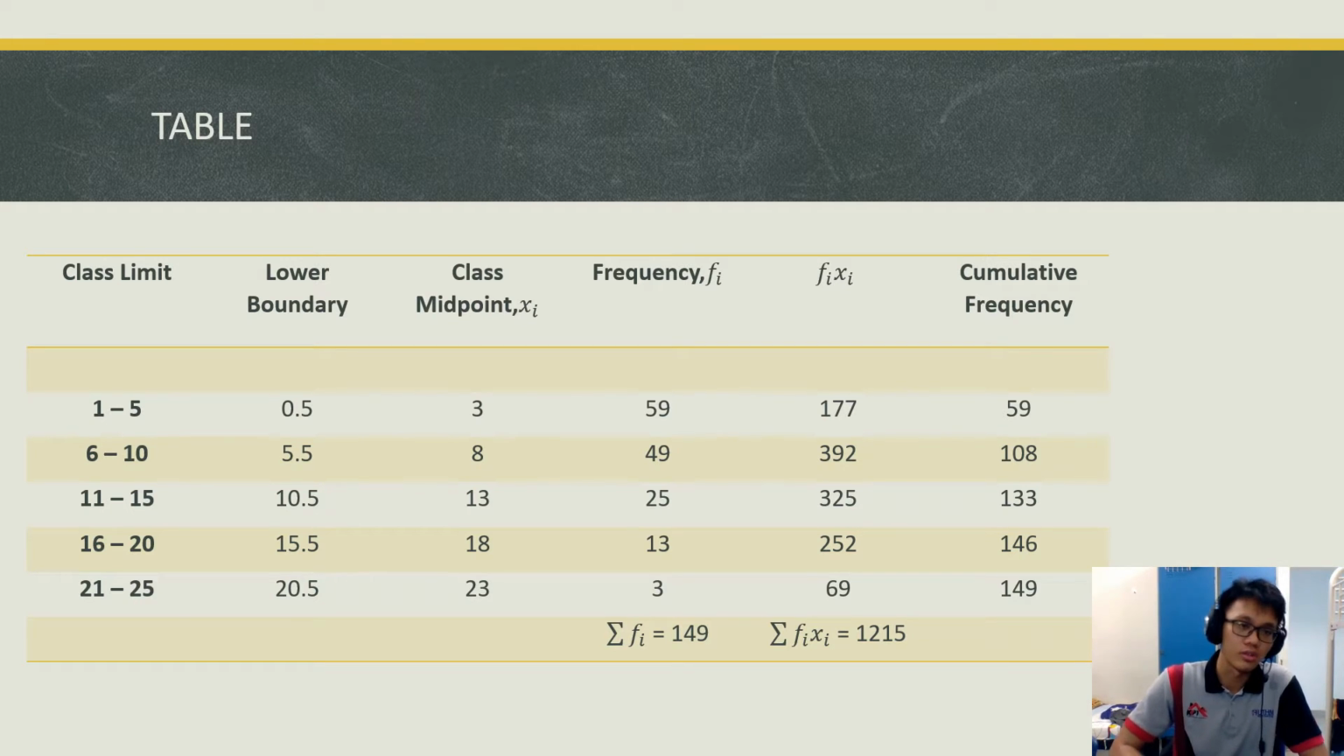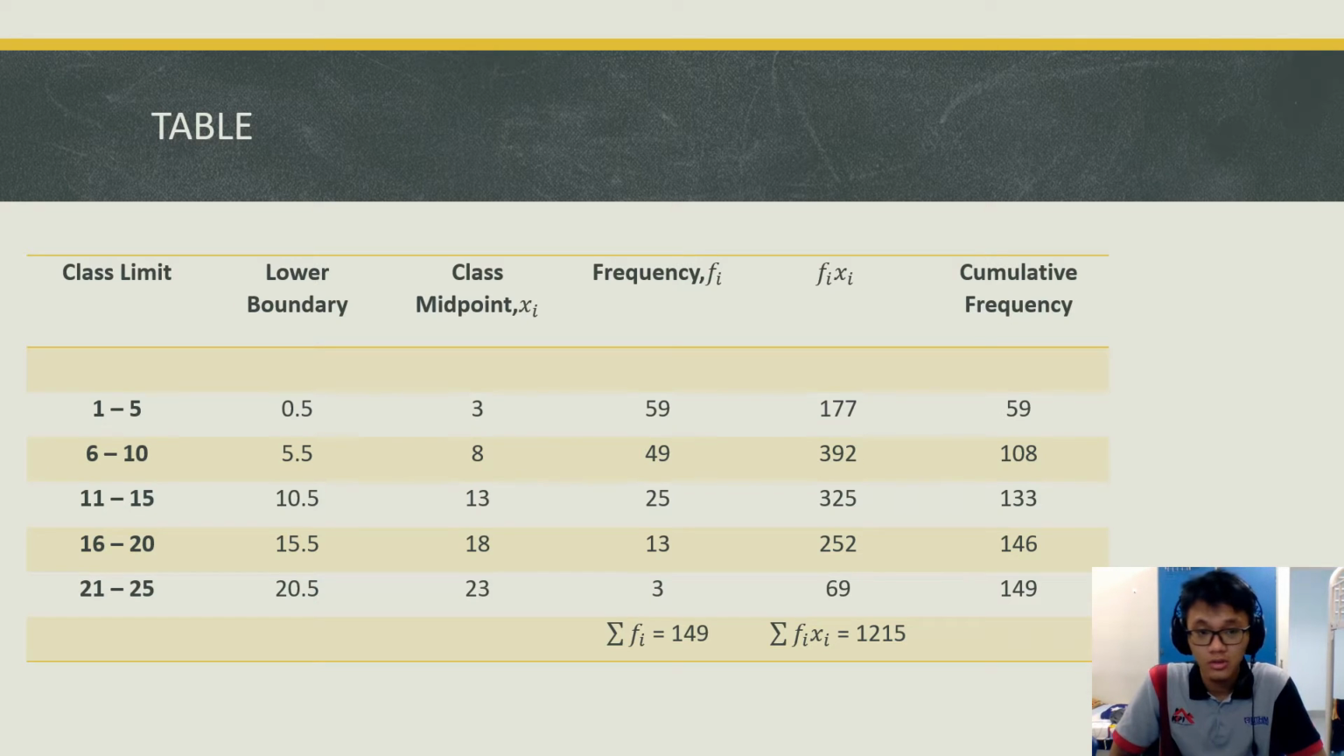For the fourth row, 16 until 20, for the class limit, the lower boundary is 15.5, the class midpoint for the x is 18, the frequency f is 13 and the fx is 252. The cumulative frequency is 146.